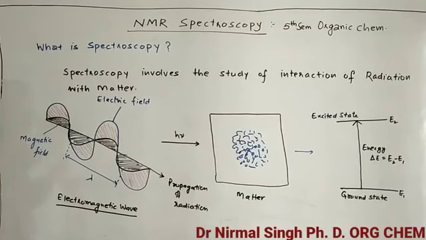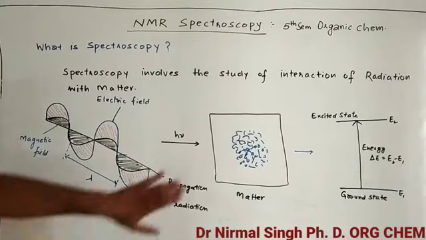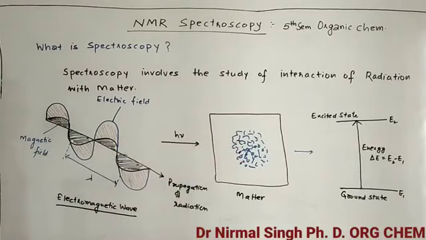So NMR spectroscopy gives information about how many types of hydrogen are present in the compound, how many types of carbons there are, where they link, which hydrogens are equivalent and which are not equivalent. All this we will study in the coming lectures.